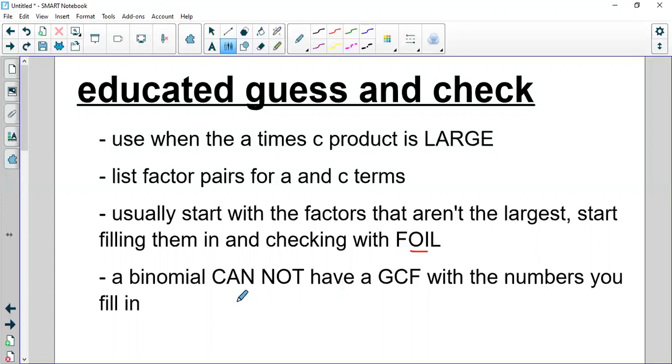And here's the educated part. When you make your binomials, you cannot have a GCF with the numbers you put in. If you have a GCF with the numbers you put in, that means that your problem had a GCF to start, and we're going to talk about that tomorrow. So there's no GCF in the numbers you put in. So that's going to eliminate some of the options right away.